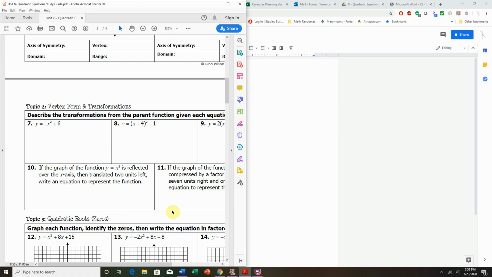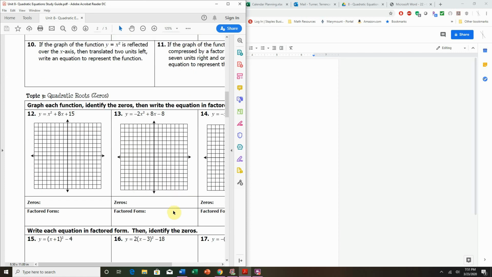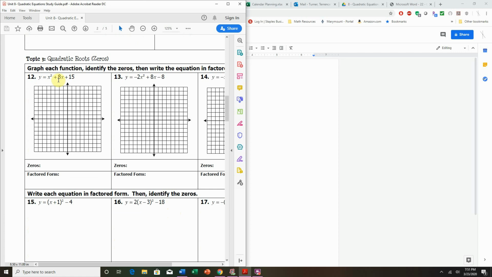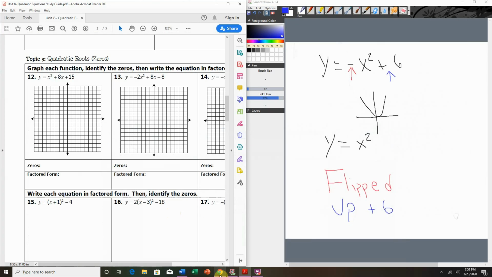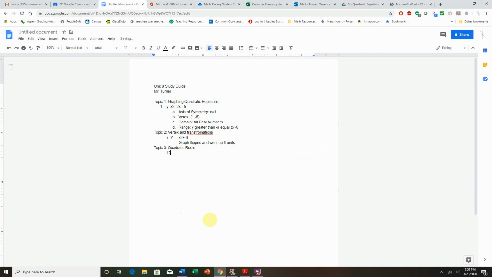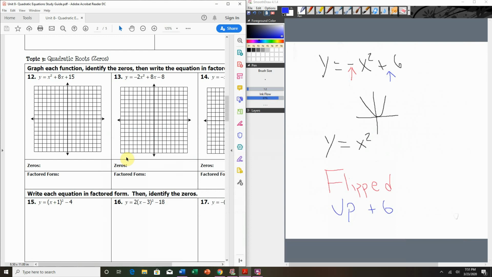Remember, you guys can always reach out to me if you have any questions. All right, so let's go to topic 3, quadratic roots and zeros, and this is number 12. For this one, you do not have to graph. You can graph on your own scratchwork if that helps you, but we're just going to focus on finding the zeros and writing it in factored form.